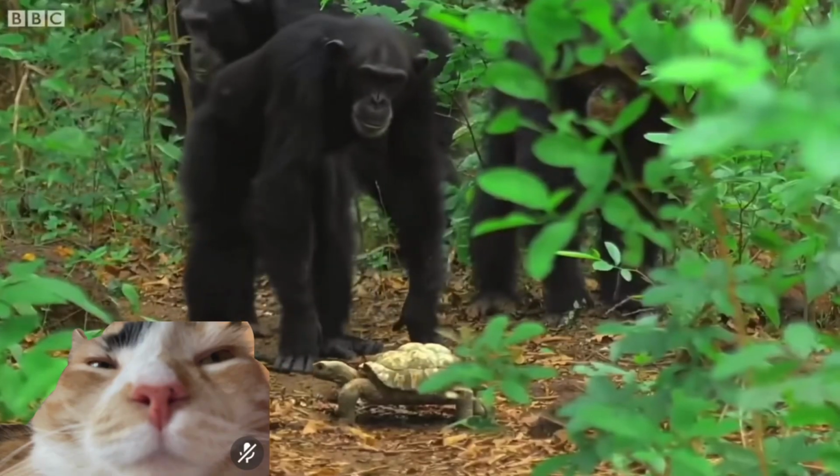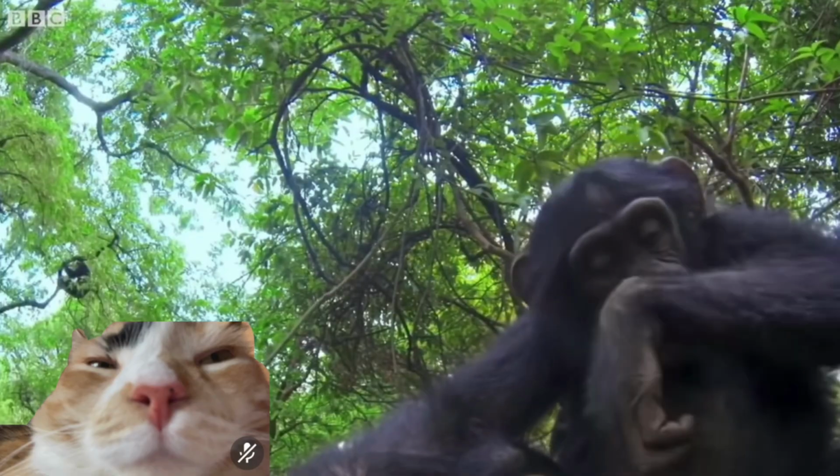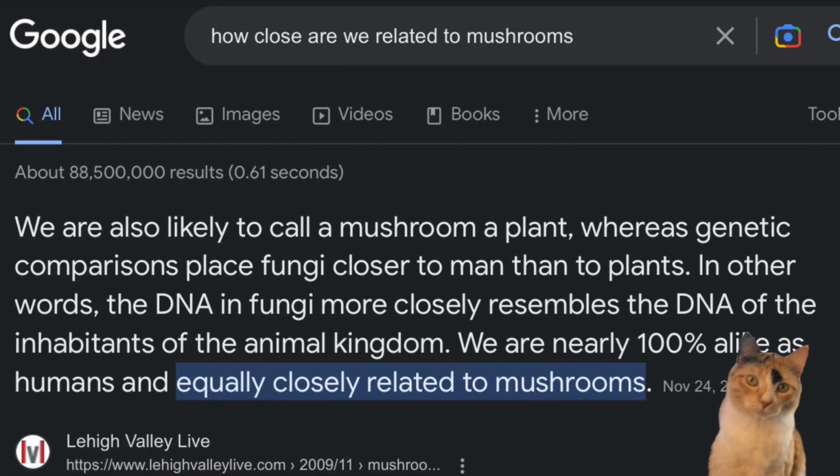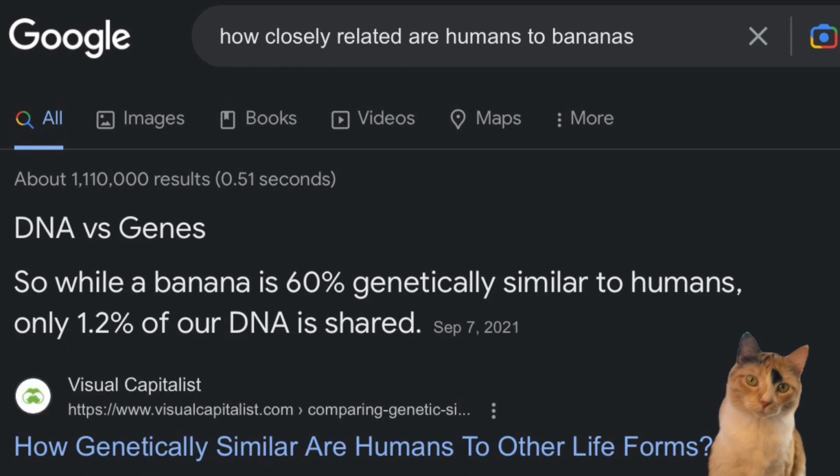Through DNA sequencing, we have also found out that we are almost 99% related to the chimpanzees. So, I didn't know this, but apparently we're closely related to mushrooms and bananas. So that's interesting.